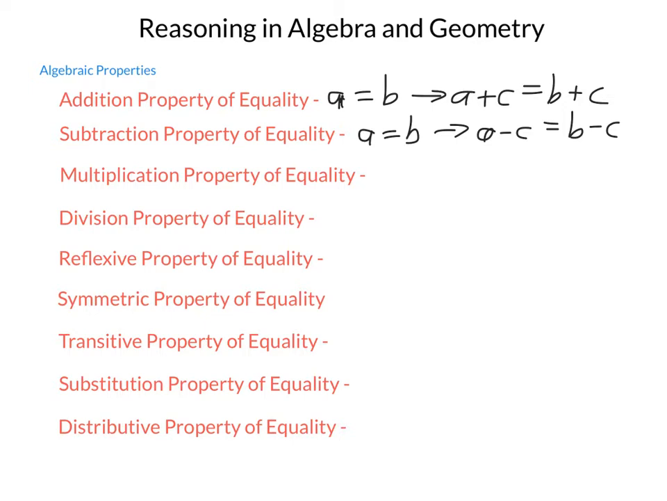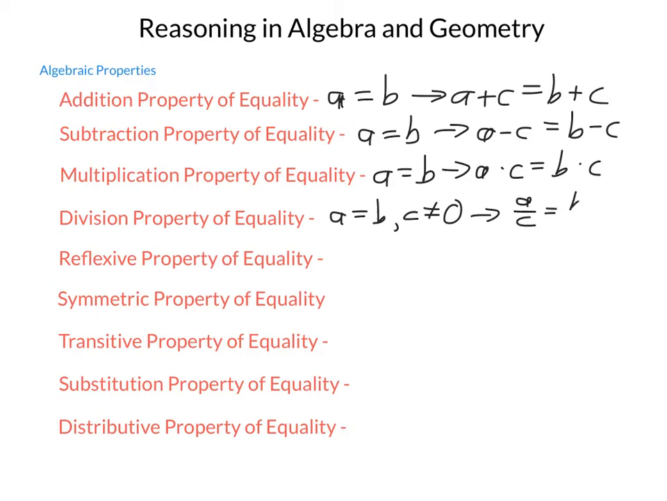Multiplication property of equality is similar. If A equals B, then A times C will equal B times C. And these ones are true for any values of A, B, and C. Division property of equality. If A equals B and C does not equal 0, then A divided by C equals B divided by C. Here we do have the extra little piece that C cannot be 0, because in mathematics you cannot divide by 0 and maintain any usable number.